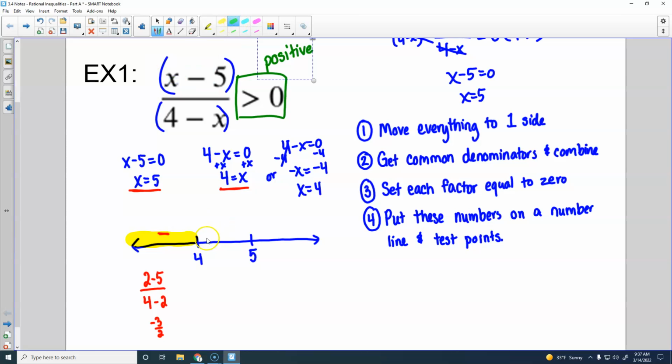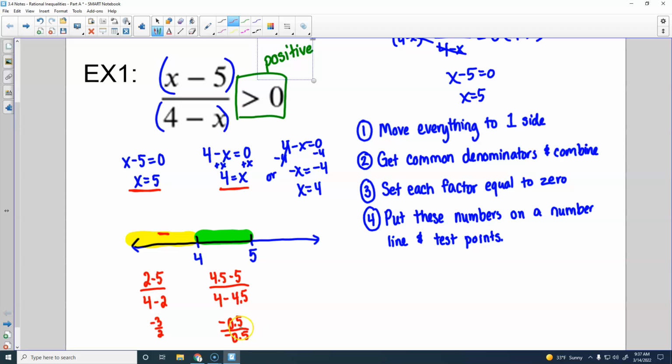Then we want to look at this section right here. So for that section, you are going to pick something between 4 and 5. Probably 4.5 is your easiest bet. So you got 4.5 minus 5 over 4 minus 4.5. And so you'll get negative 0.5 in the top. And you'll also get negative 0.5 in the bottom.